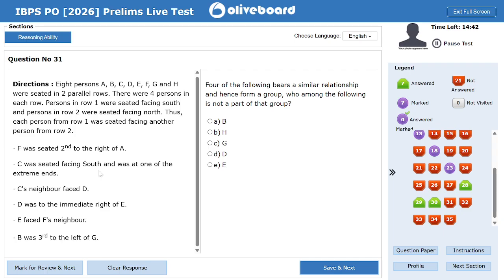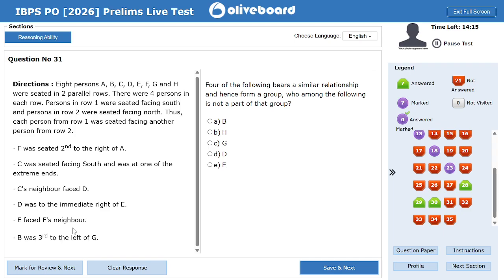Okay, इसे शुरू करते हैं. She never faced D. Okay, D was to the immediate right of E. Immediate right of E. Okay. E faced F's neighbor. E faced F's neighbor. Okay. E faced F's neighbor.